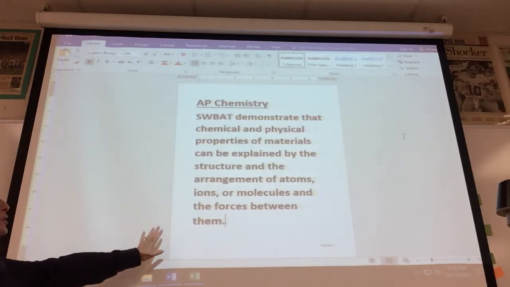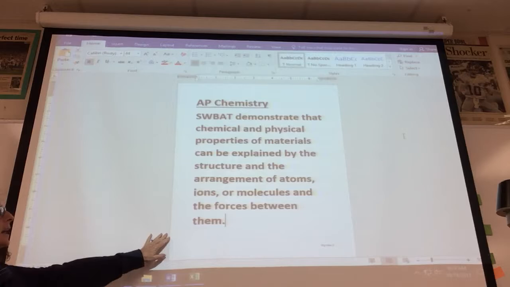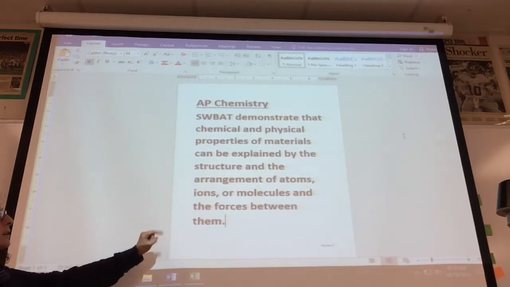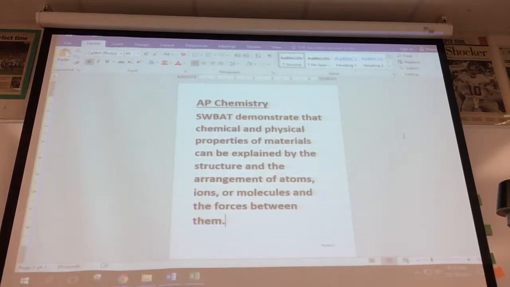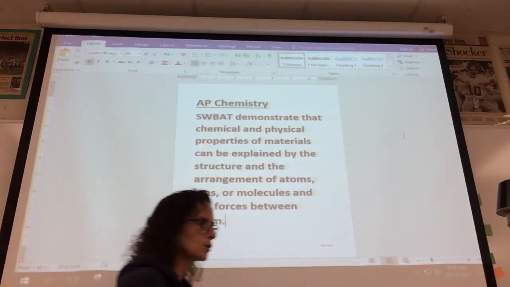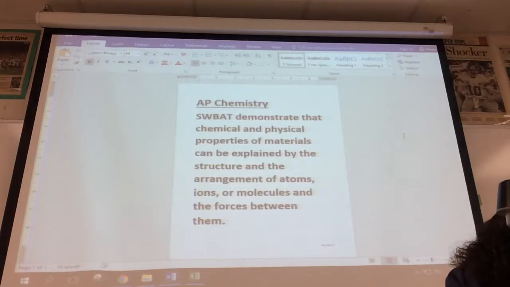So Big Idea 2, you want to be able to demonstrate that chemical and physical properties of materials can be explained by the structure and the arrangement of atoms, ions, or molecules and the forces between them. Before we can get into that in great depth, we need to talk a little bit about atomic structure first.